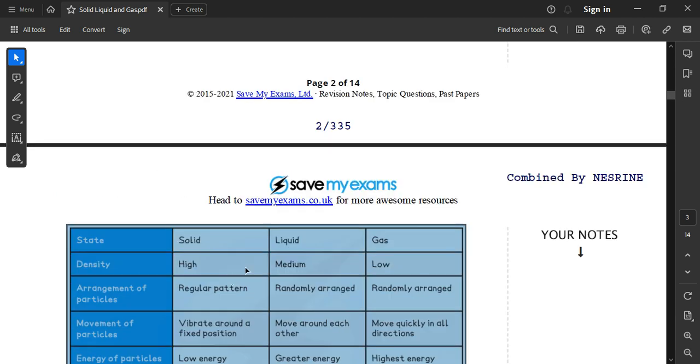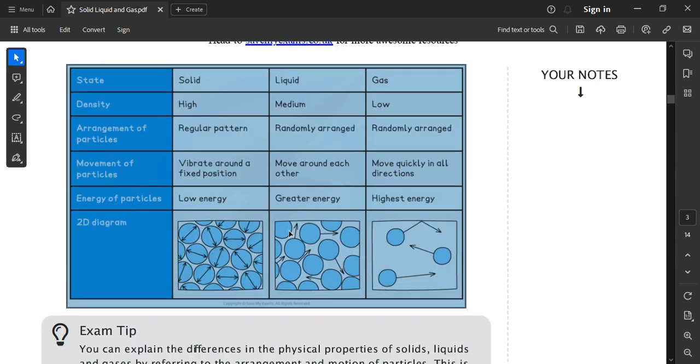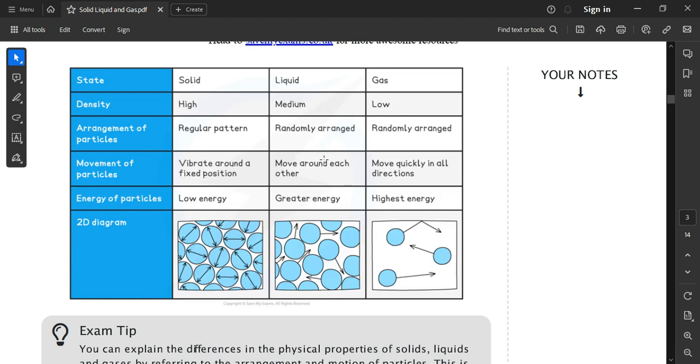Let's look at the summary of the properties of solid, liquid, and gas. So our states here are solid, liquid, and gas. The density in solid is the highest, liquid is medium, and gas is the lowest. Arrangement, as we know, the solid is a regular pattern or a lattice. Liquid and gases are randomly arranged. Movement of particles, we know solid vibrates at a fixed position. Liquids move around each other slightly, and gases move quickly in all directions randomly. Energy of these particles, in solids there's very low energy, in liquid there's greater energy, and in gases there's the highest energy.